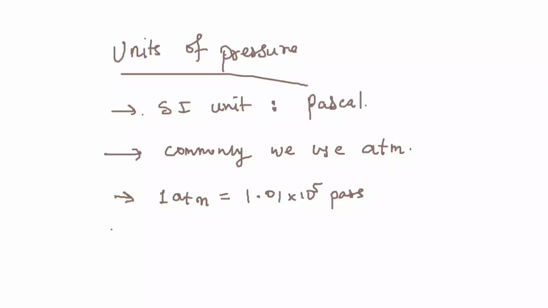There is one more unit we saw, bar. 1 bar is nearly equal to 1 ATM. So these are about units of pressure. So before ending this lecture, there is a relation between pressure and the translational kinetic energy. Let's look at that also.